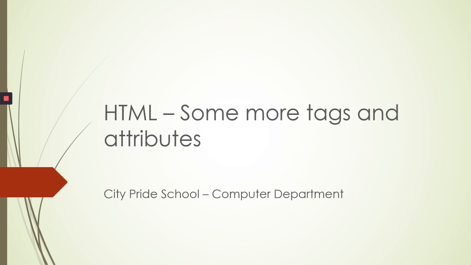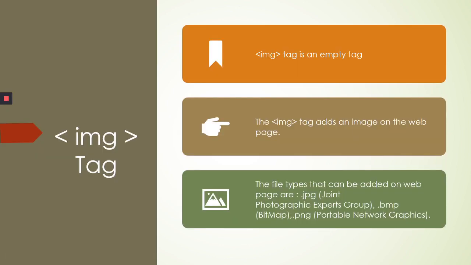So, the next tag which we are going to learn will make your web page a more beautiful web page as you can build one. This tag is called the image tag. Image tag is an empty tag. That means it has an opening tag, but it doesn't have a closing tag. This tag adds an image on the web page and makes your web page more interactive to the users. The file types that can be added on web pages are JPG, PNG, and BMP.